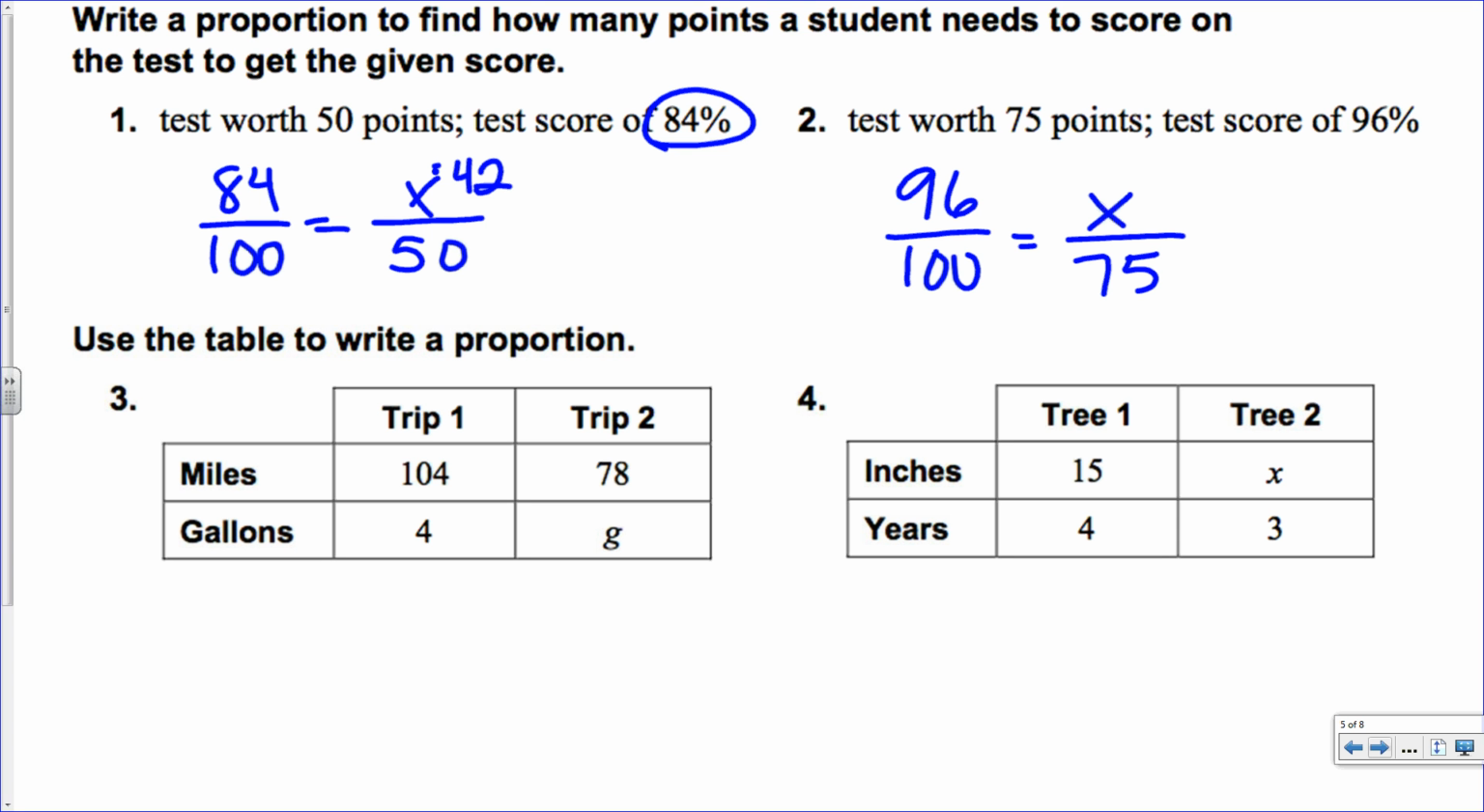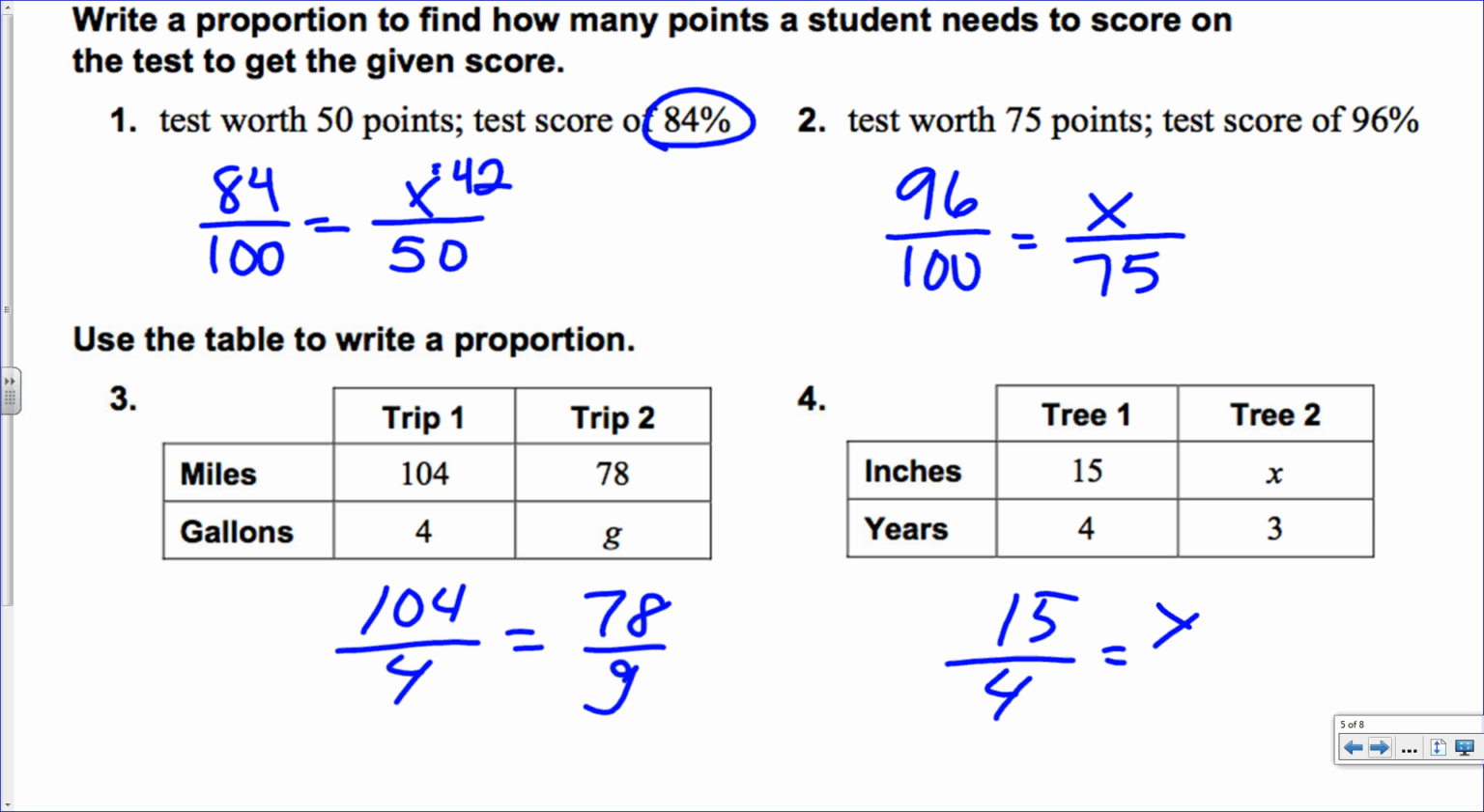Okay, it says use a table to write a proportion. You should have written 104 over 4 miles in gallons, and then 78 over G. We don't know how many gallons here. Number 4, you should have written tree 1 was 15 inches out of 4 years. Well, I don't know how many inches after 3 years. So we're just writing proportions today.